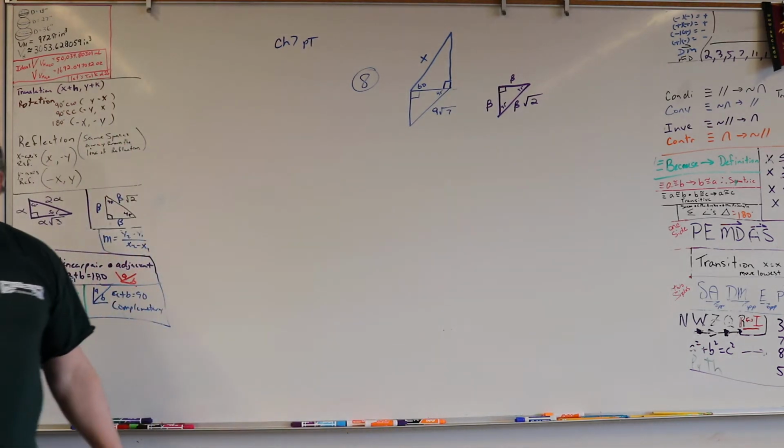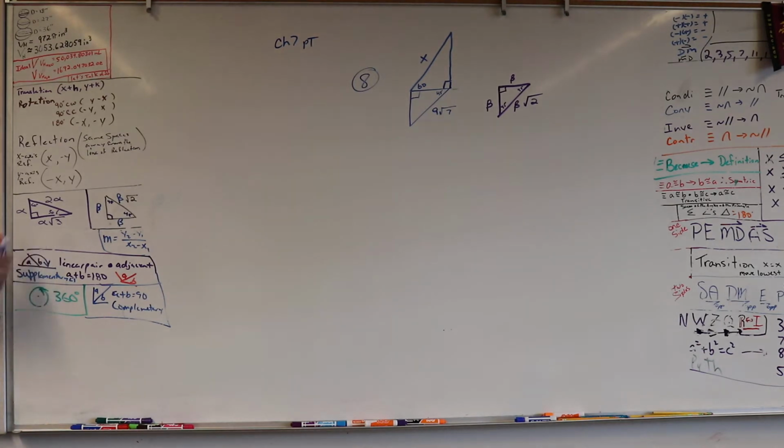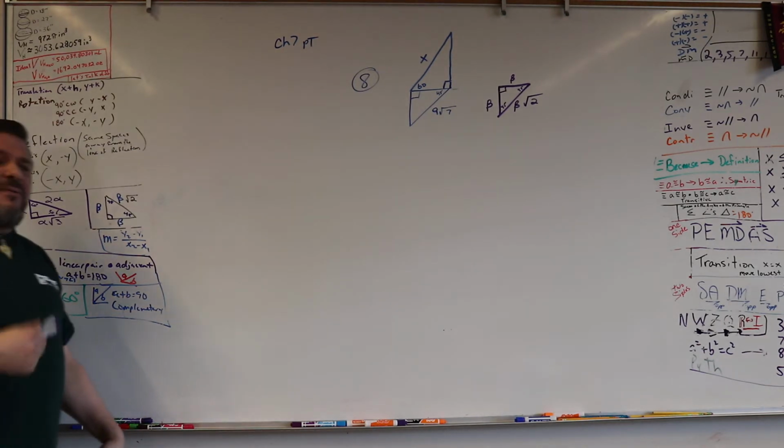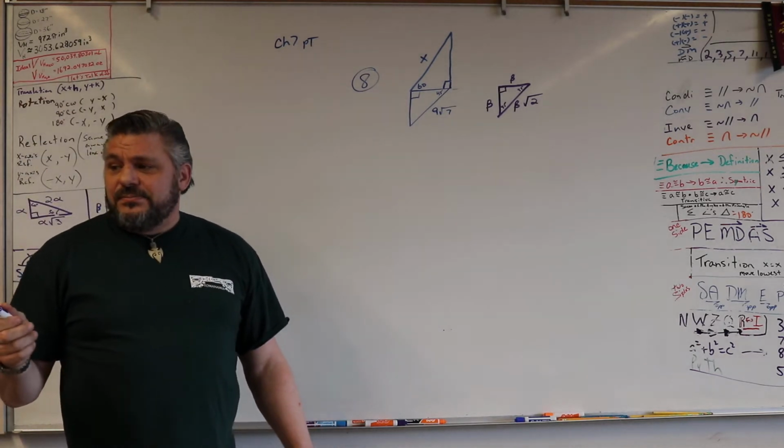Okay? Question? Why are you using beta instead of alpha? Well, because they could be different. In this case, they're not going to be different. They're going to actually be the same. Alpha is going to equal beta. But that's not always the case.